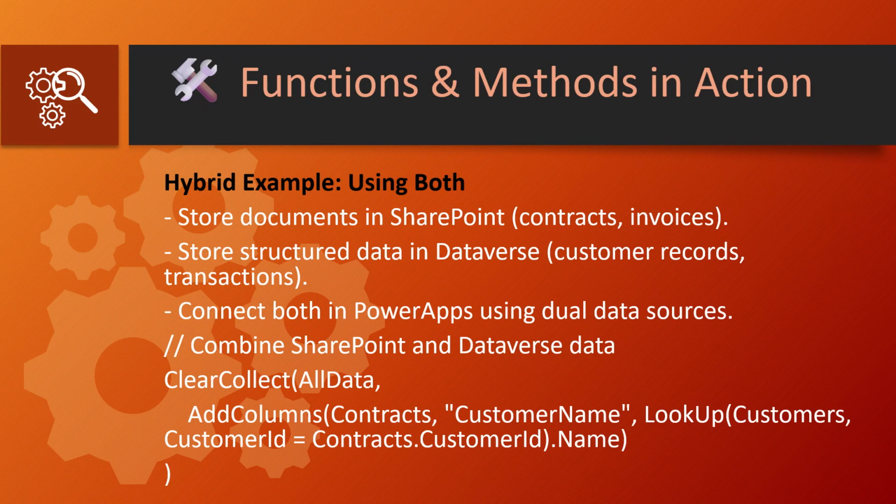You will first combine the SharePoint and the Dataverse data. For that you will use ClearCollect, colAllData, then comma, then AddColumns. You will add the columns Contracts, CustomerName, then LookUp Customers, comma, CustomerID equal to Contracts.CustomerID, and you will fetch the complete name of that one.